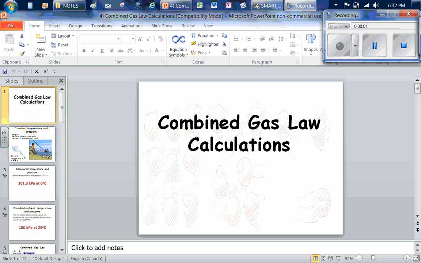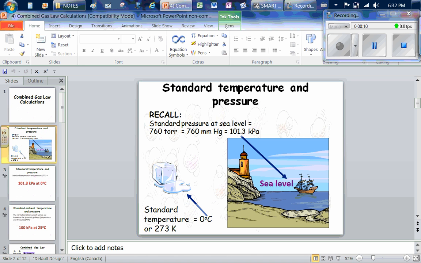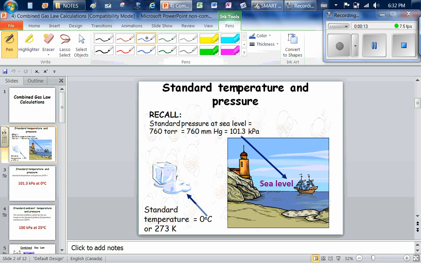Okay, so this lesson is about combined gas law calculations. Now, in the previous lessons, we looked at standard temperature and pressure. So recall that standard pressure at sea level is 101.3 kilopascals or 760 torr or 760 millimeters of mercury. And your standard temperature is 0 degrees Celsius. And of course, in all of our calculations, we have to convert that to Kelvin, which is 273 Kelvin.